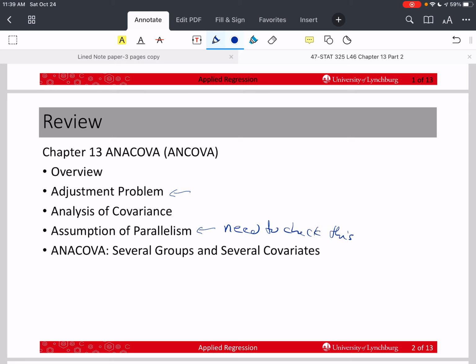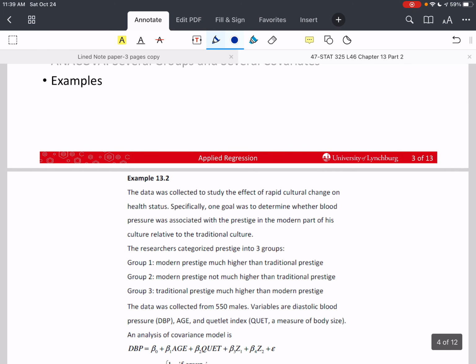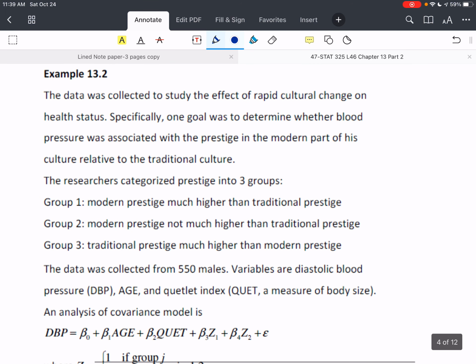before proceeding with ANACOVA. And we looked at an example of several groups and several covariates instead of just one. So we're going to look at some examples in this video. We're going to look at example 13.2, and this was data that was collected to study the effect of rapid cultural change on health status. Specifically, a goal was to determine whether blood pressure was associated with the prestige in the modern part of this culture, relative to the traditional culture.